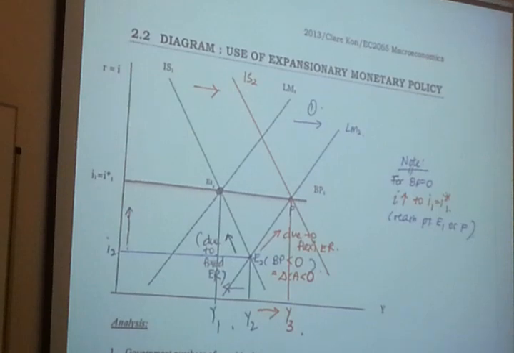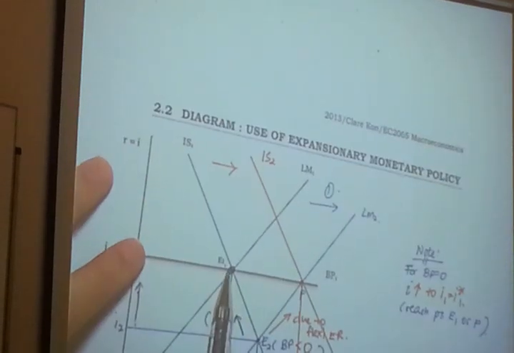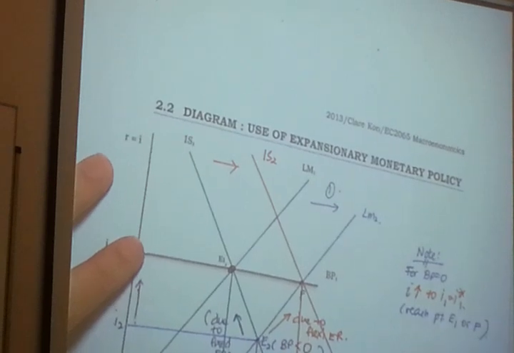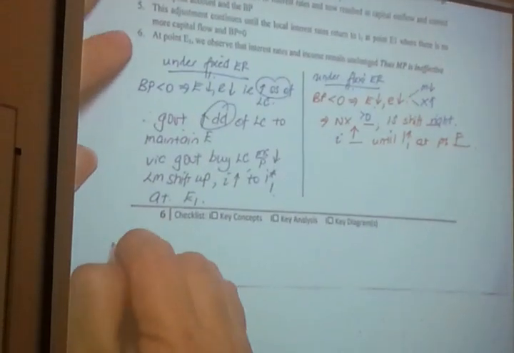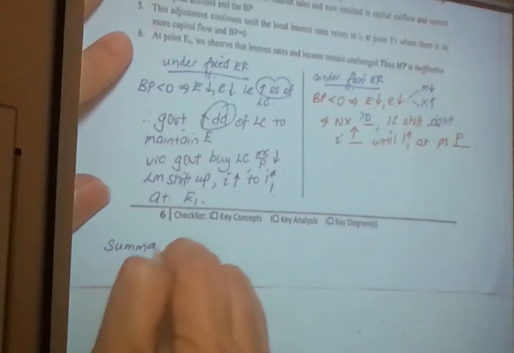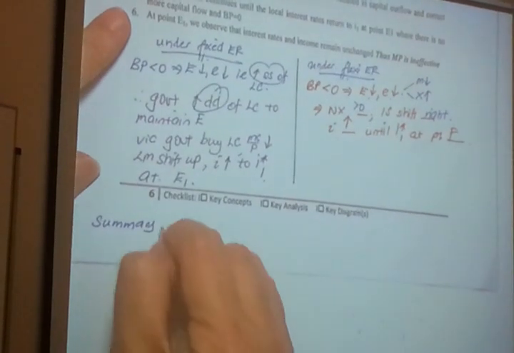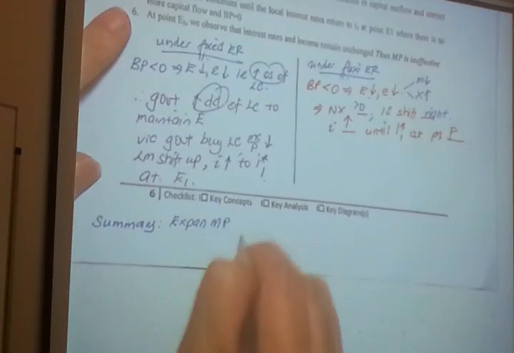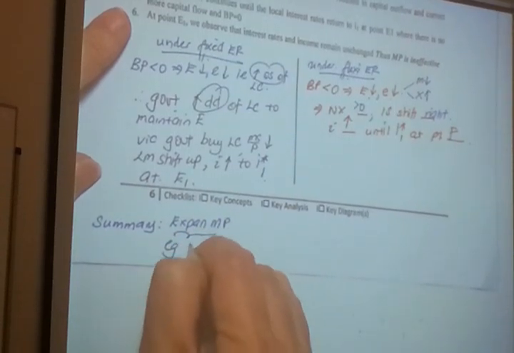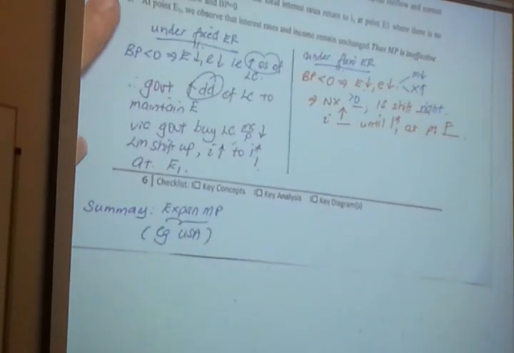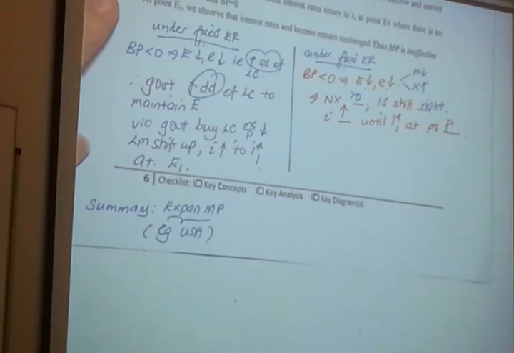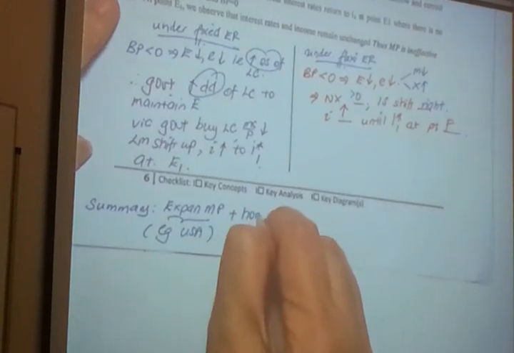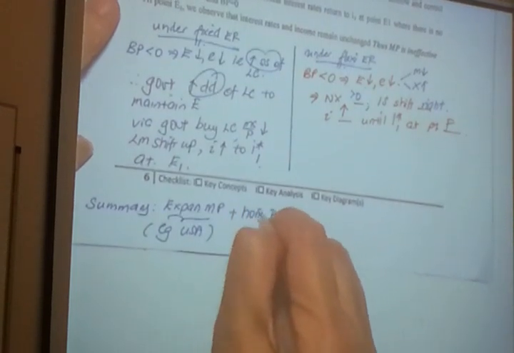Alright, so in this case, let's make a comparison. We have E1 to E2, E2 to F, or E2 back to E1. Okay, so let's write a summary of important things. We were looking at expansionary monetary policy. This is very famous for the US, right? Quantitative easing is equivalent to expansionary monetary policy. We were looking at a horizontal BP.